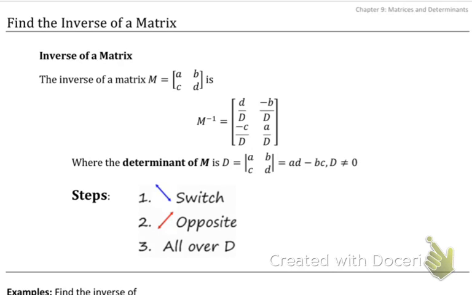So we switch A and D, so that tells me I'm going to multiply A and D. We switch the signs of C and B, that's why we subtract B and C. I want you to note really quick that the determinant cannot equal 0. If the determinant equals 0, the matrix has no inverse.